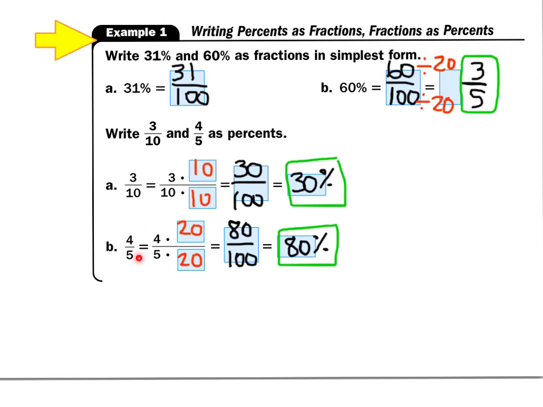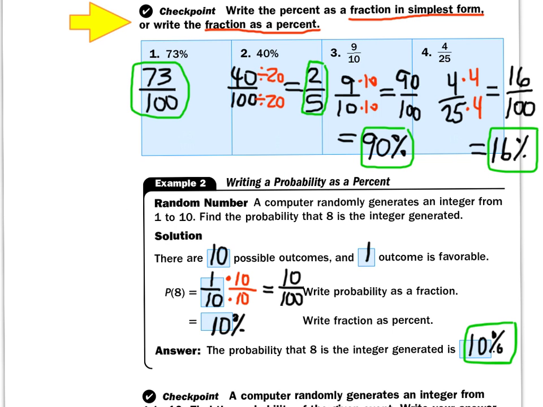And then 4 over 5, the same thing. What could I do to the 5 to make it become 100? I would just multiply by 20. So 4 times 20 would give me 80, 5 times 20 gives me 100, so that would be 80%. All right, so take a look at the checkpoint.